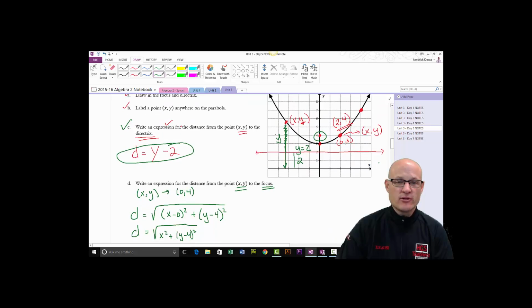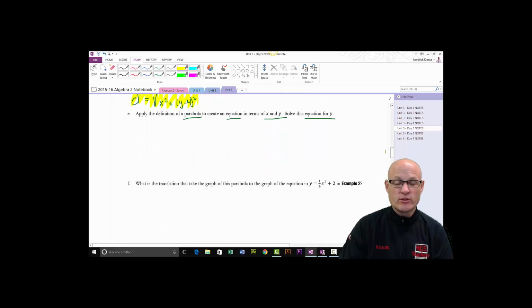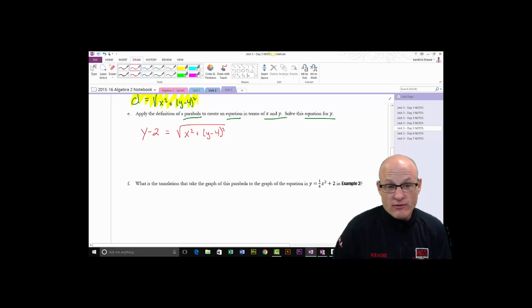So I have two formulas. I have this formula right here, which is the distance from the point that we were given to the directrix. And I have this equation here, which is the distance from the point that we got to the focus. Well, if this is a parabola, those two things have to be equal to each other. So all we're going to do is set them equal to each other. So y minus 2 is equal to the square root of x squared plus y minus 4 squared.